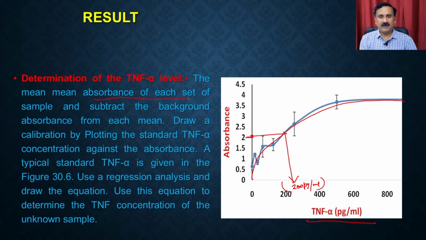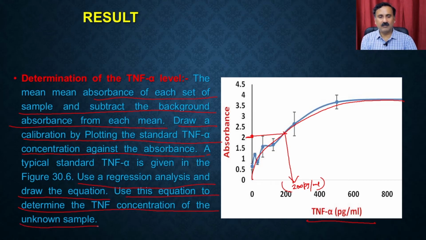Calculate the mean absorbance of each set of the sample and subtract the background absorbance from each mean. Draw a calibration curve by plotting the standard TNF alpha concentration against the absorbance. A typical standard is given in this. Use a regression analysis and draw the equation. Use this equation to determine the TNF alpha concentration of the unknown sample or unknown biological fluids.